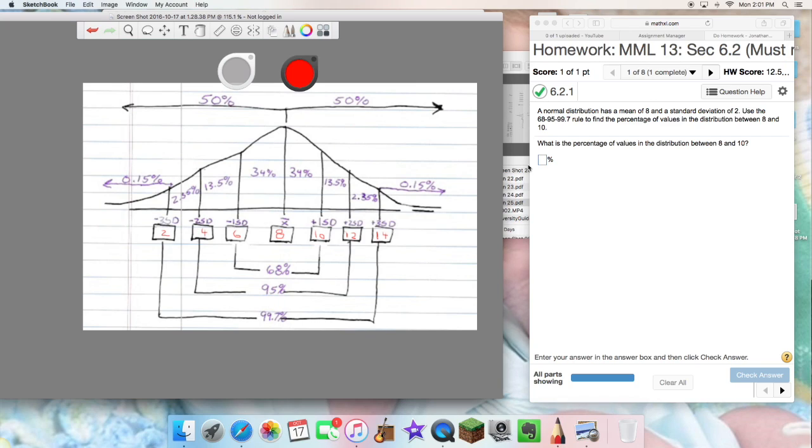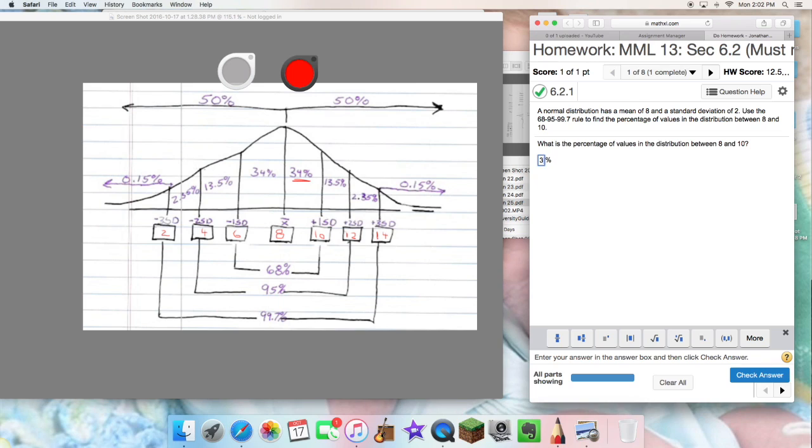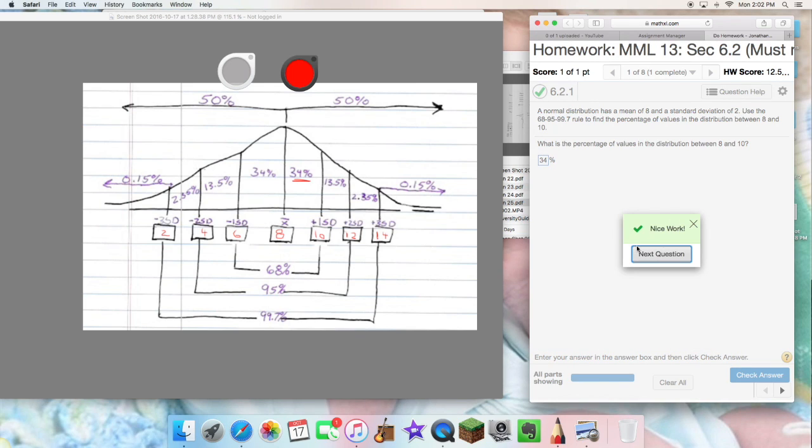All right, so then it tells me what's between 8 and 10. Well, here's my 8, here's my 10. The only percentage that's between 8 and 10 happens to be 34 again. So that just happens to be a coincidence. It's 34. All right, next question.